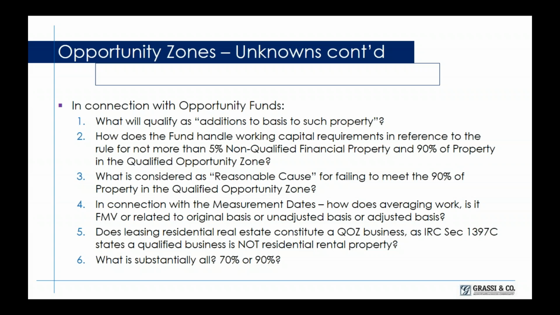Okay, an item that's really been a hot topic in this: the government never creates a code section without referencing another code section. So the question is, does leasing residential real estate constitute a qualified opportunity zone business, as these new rules reference some old rules in section 1397C, which states a qualified business is not residential rental property? Okay, that was a mouthful. There's been a lot of discussion around this. It is a very critical issue.